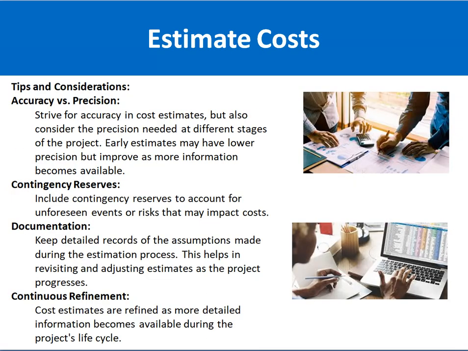Here friends, you must consider that accuracy and precision are also very important. Whenever you are at the early stage of a project, the precision is lower but improves as more information becomes available. Then you must put some contingency reserve in the cost, because if any problems or unforeseen events occur, you must have some contingency reserve as well.